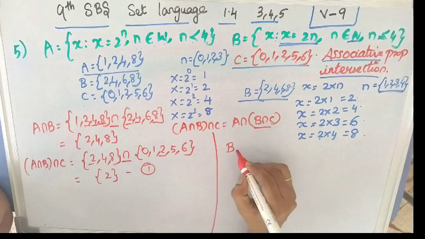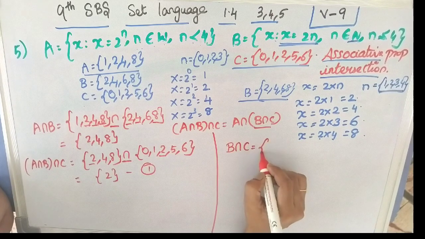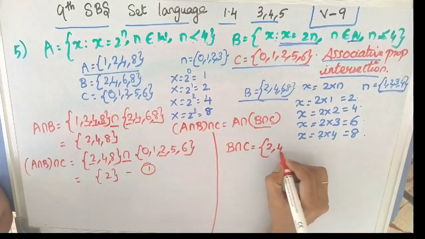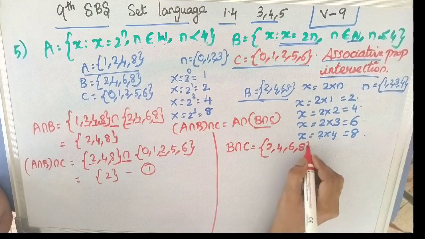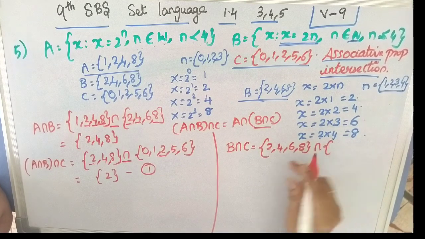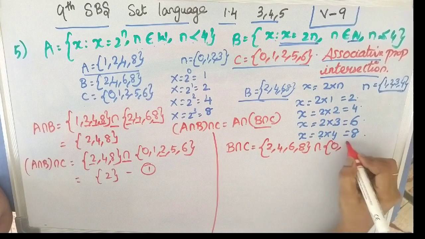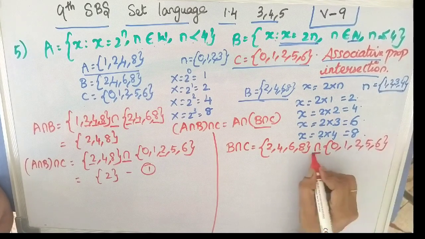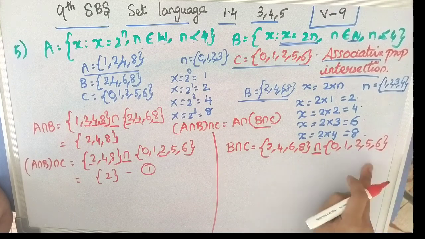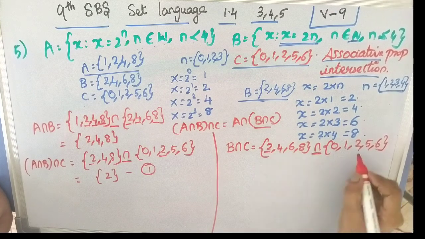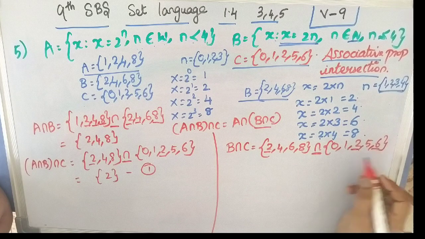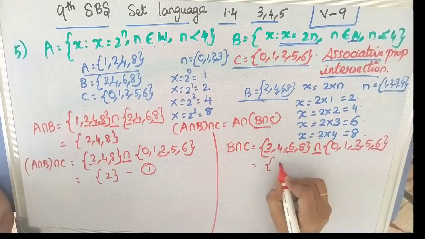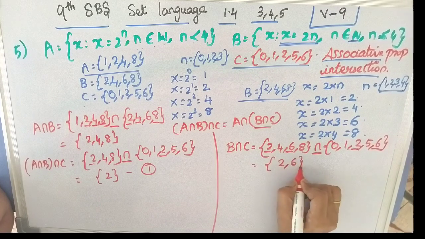Now we have to find the right hand side. What is inside the bracket? B intersection C. First we have to find that. What is B? 2, 4, 6, 8 intersection. What is C? 0, 1, 2, 5, 6. How to find intersection? We have to write only the common elements. Here what are the common elements? 2 and 6. Okay? So this is B intersection C, 2, 6.